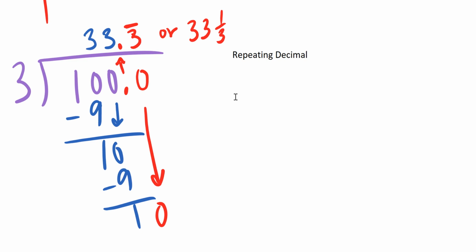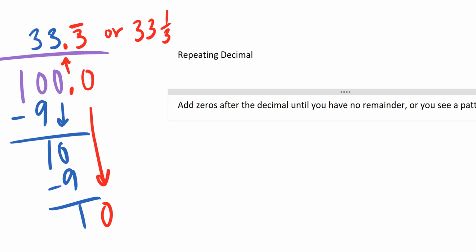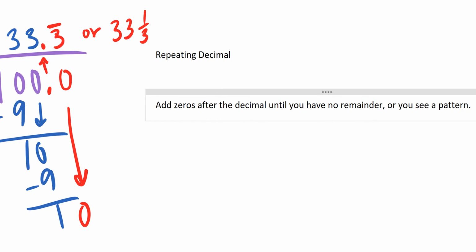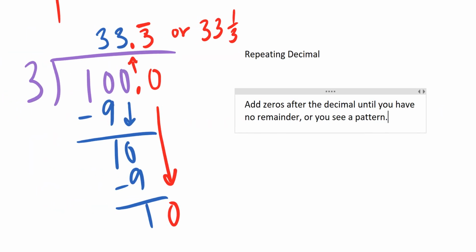The rule of thumb is add zeros after the decimal until you have no remainder or you see a pattern. So in this case, I added zeros until I saw the pattern.